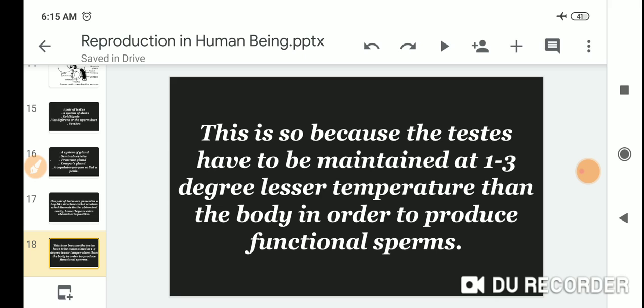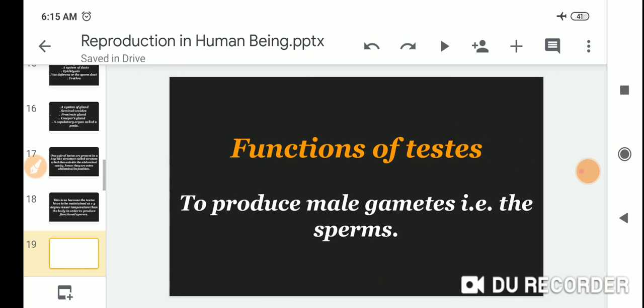This is so because the testes have to be maintained at 1 to 3 degrees lower temperature than the body in order to produce functional sperm.